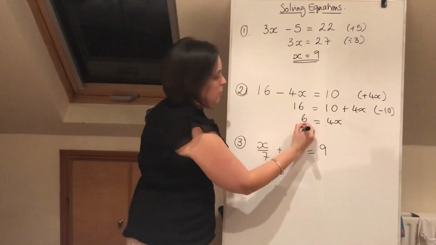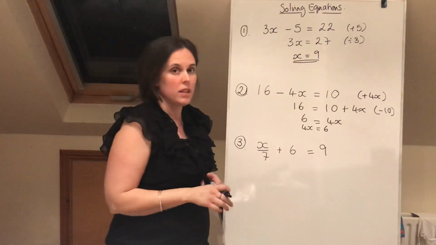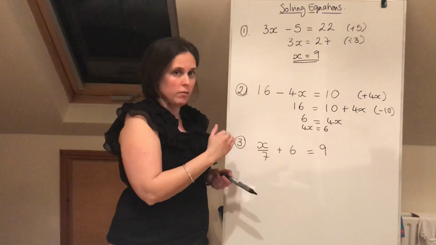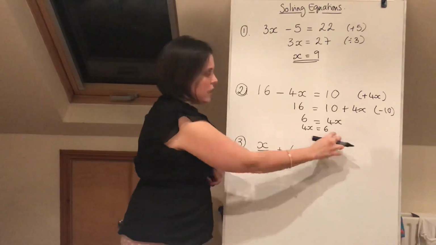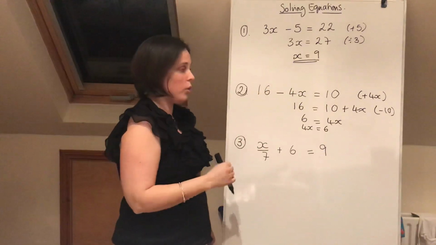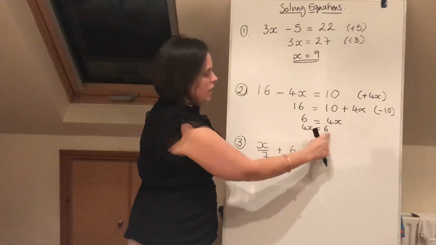Now at this point, if you want, you can switch them around, so 4x is equal to 6, because it's like English, it's like reading a book. You should always read from left to right, so if you're going to read the solution to an equation, you should have x equals an answer, not an answer equals x, that's back to front. So we have 4x is equal to 6.